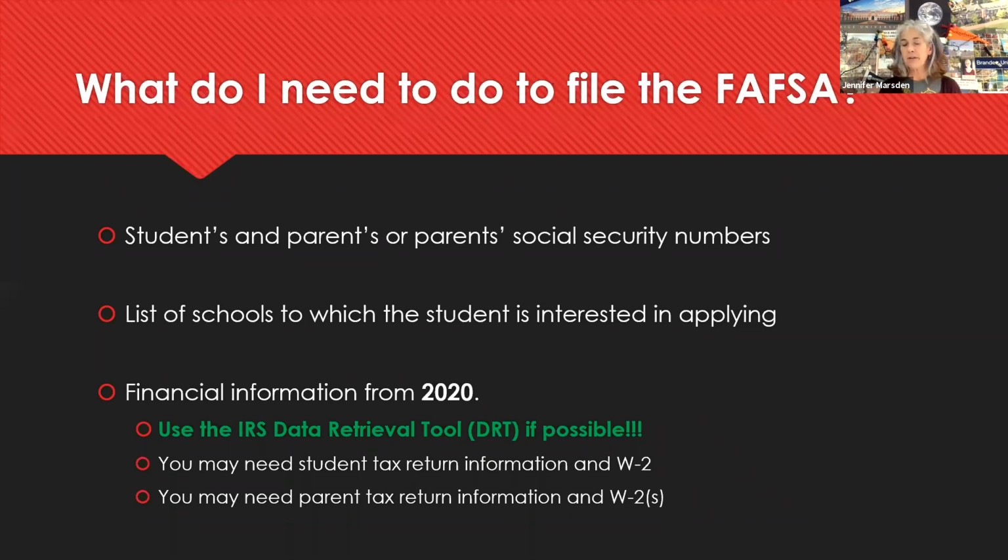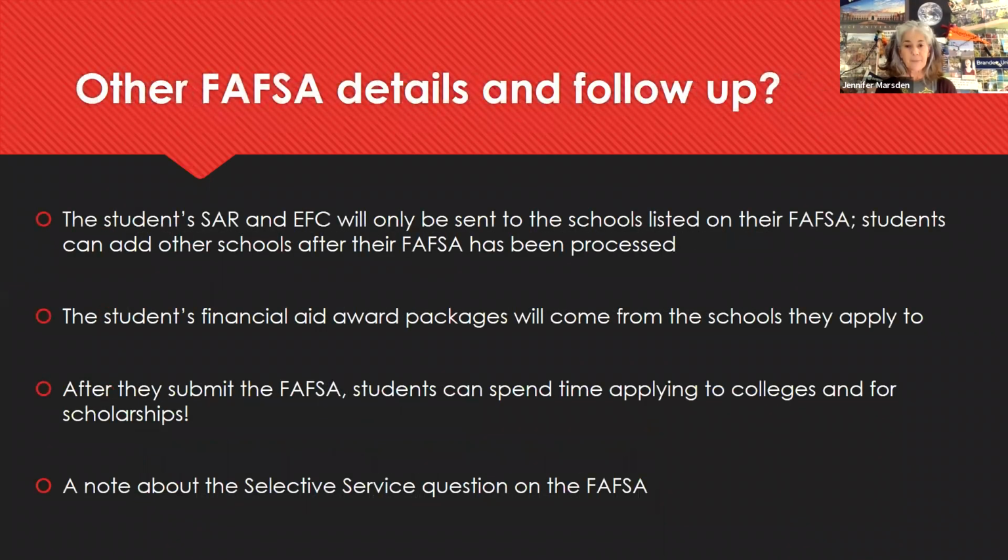The main mistake parents make is it asks for your address, and you need to use the address where you were living when you filed your 2020 taxes. For a lot of families who have lived in the same place, that's not an issue, but for parents or families that have moved some, that's one thing to look out for. So any questions about that?